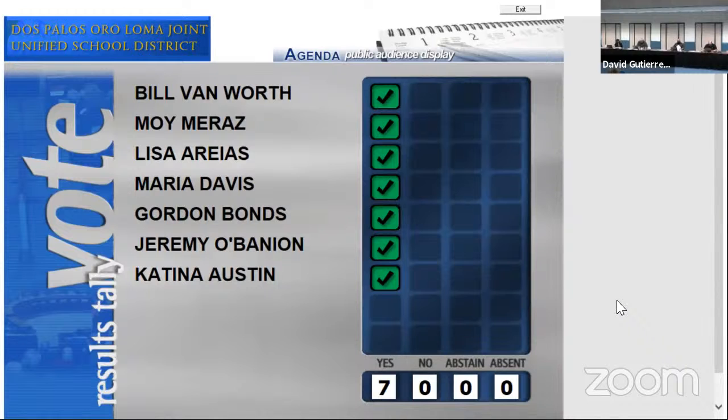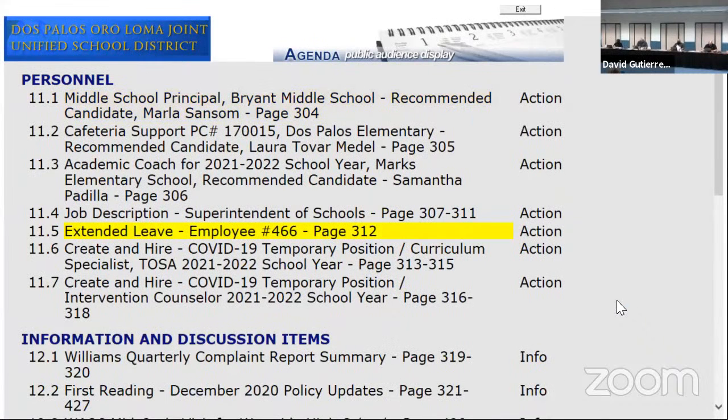And it passes. 11.5, extended leave, employee number 466. Is there a motion? So moved. By Mr. Van Wert, seconded by Mr. Merced. Dr. Miller: It's just a general statement. It's confidential. Thank you. Any questions? Call for the vote.